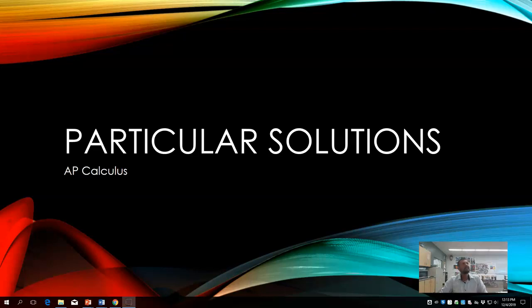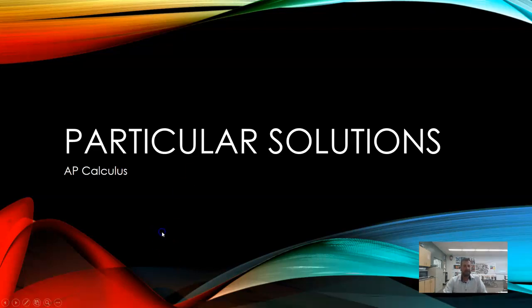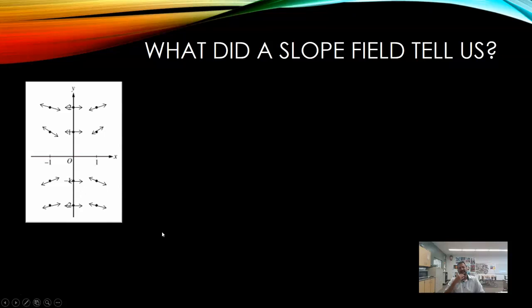When we were talking about slope fields, we talked a little bit about how we can know, based on the fact that we've got x's and y's mixed together in a derivative, at least kind of what the original function looks like by drawing a slope field to help us understand a little bit better what the function might look like.